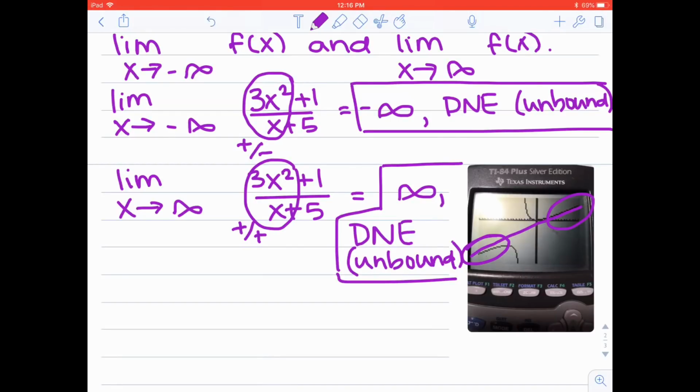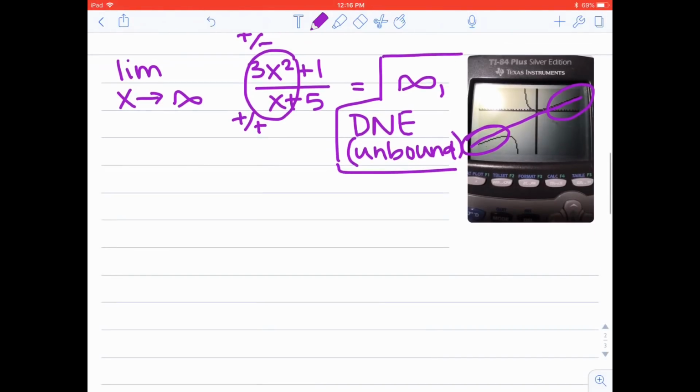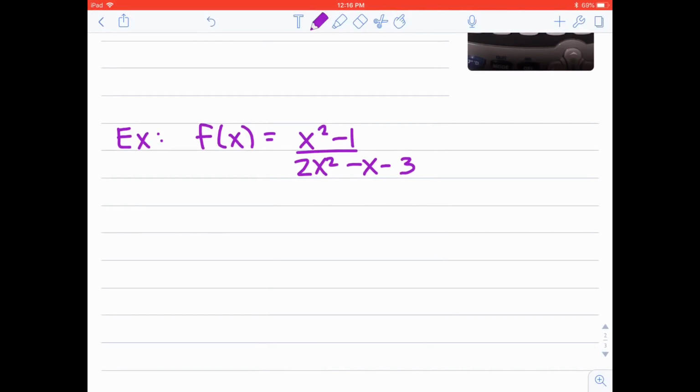Alright, next we're going to go ahead and do another example. This time, I'm going to start to shorthand these a little bit. The instructions are all the same. The function that we're going to look at this time is (x squared minus 1) over (2x squared minus x minus 3). And again, we're going to find the limit as x goes to negative infinity and the limit as x goes to positive infinity.